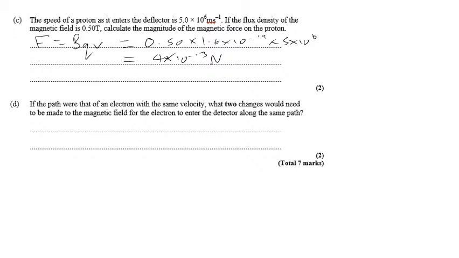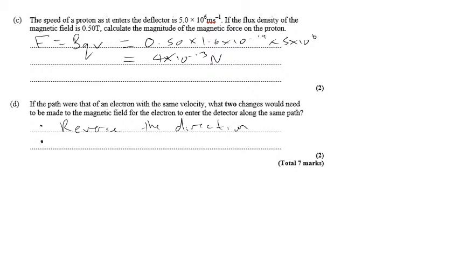In part D, if the path is that of an electron with the same velocity, what two changes would need to be made to the magnetic field? Well, if it's an electron, it has the opposite charge, so it's as if current were flowing in the opposite direction, and the curvature would be in the opposite direction too. So the direction needs to be changed, so I would say reverse the direction.